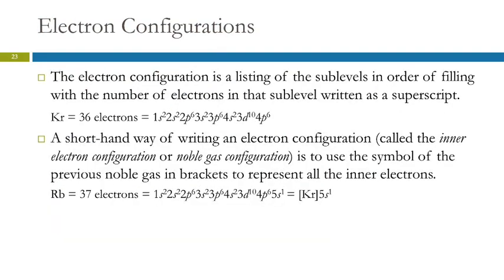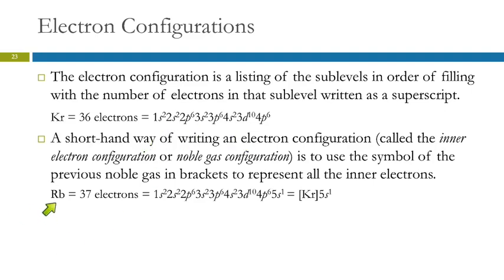Well, that gets a little tedious, writing all of those out. So we can use a noble gas shorthand. It's also called an inner electron configuration. What we can do is use the symbol of the previous noble gas in brackets to represent the inner electrons. So this is the electron configuration for krypton.